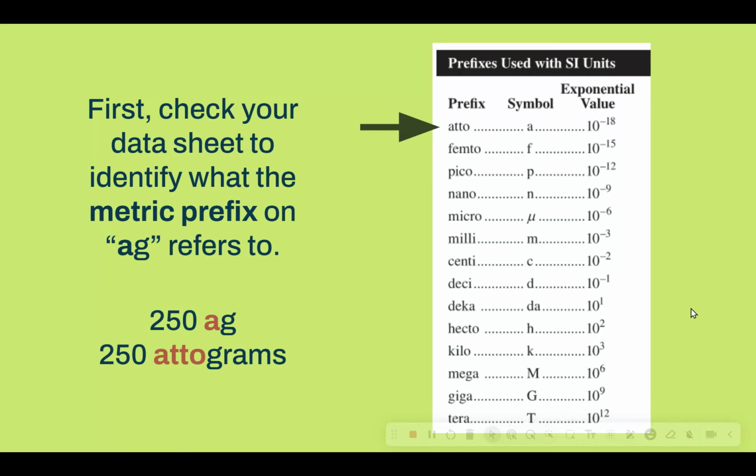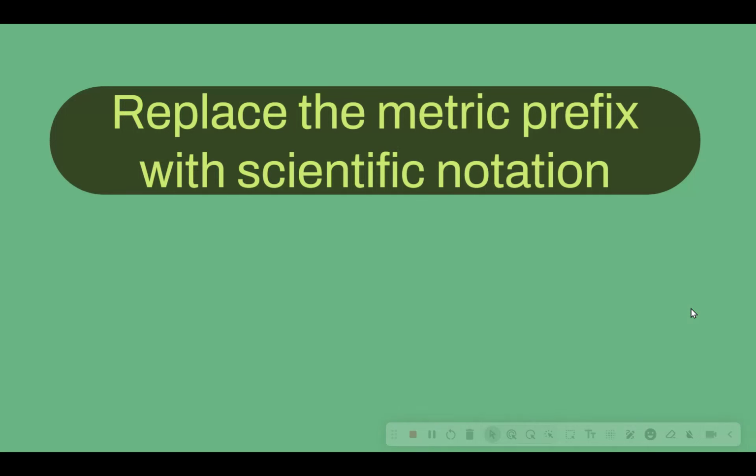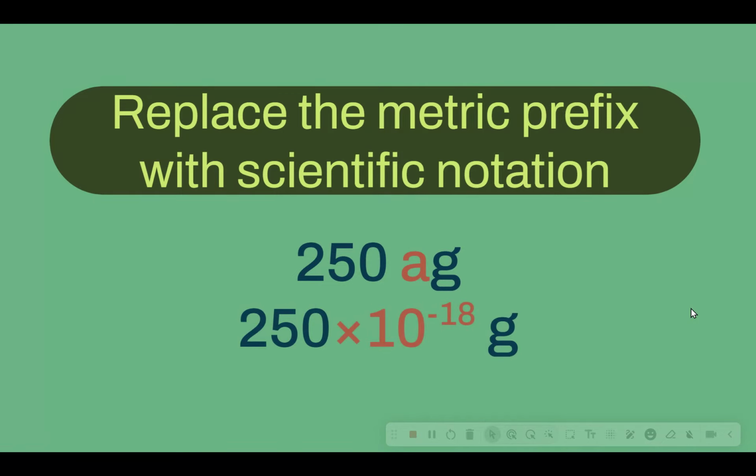So right there, that gives me enough information to do the first sort of conversion. What I'm going to do is replace the metric prefix with scientific notation. I was given the number 250 Ag, attograms. I'm going to replace that A, the atto, with its scientific notation, times 10 to the negative 18, because that's what atto means.